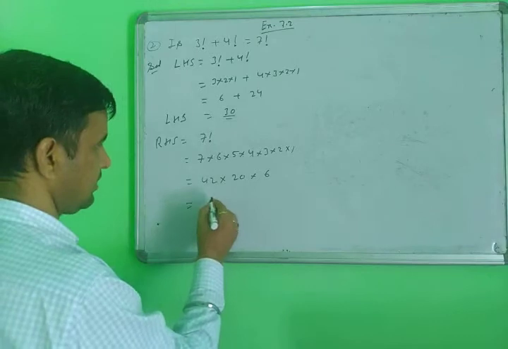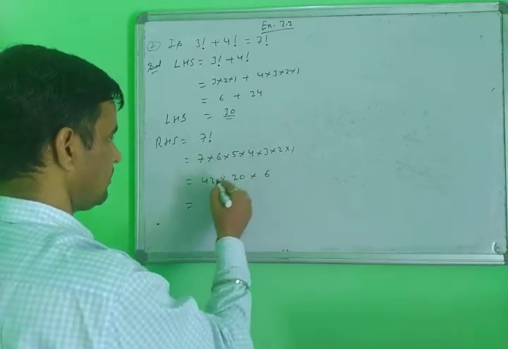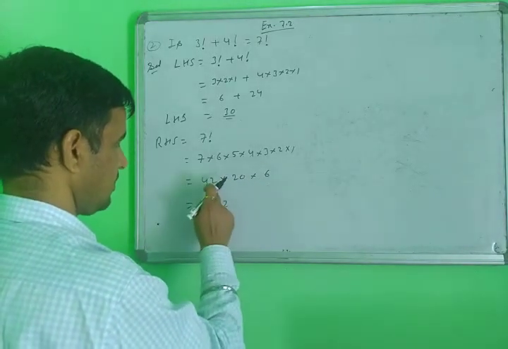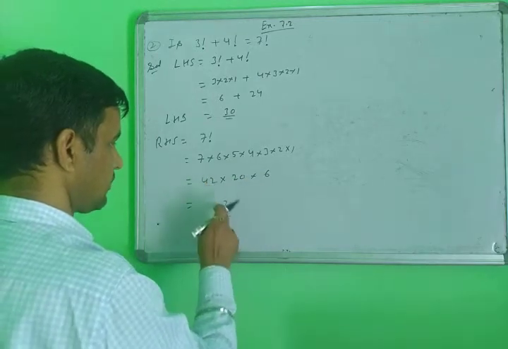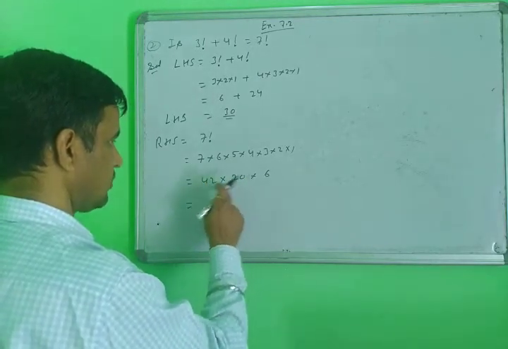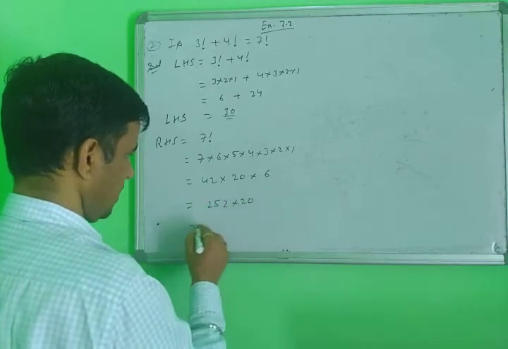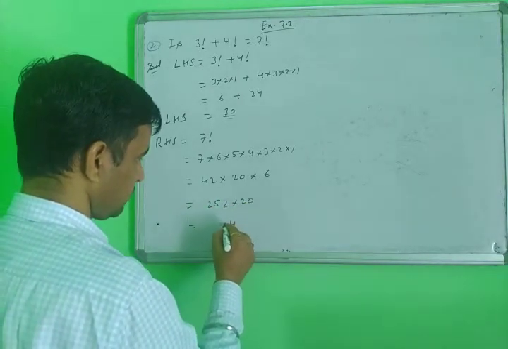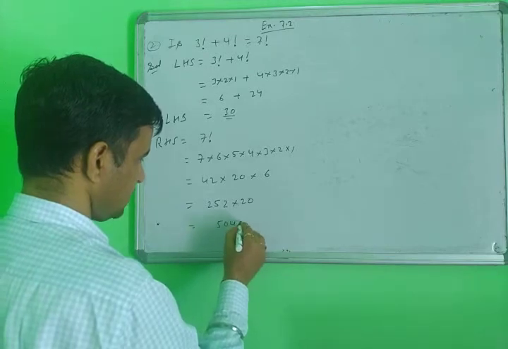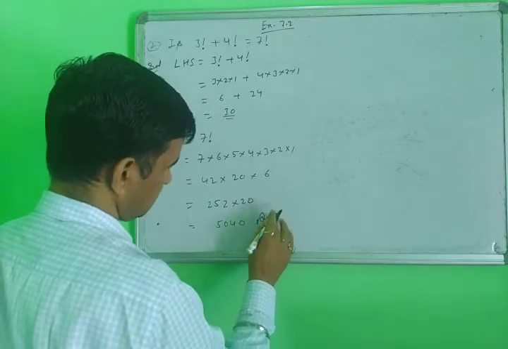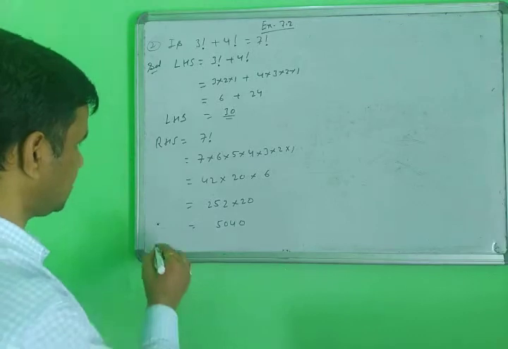Again you multiply here. 6 times 2 is 12, carry 1, 6 times 4 is 24, and so on with 20. Multiply 2 times 4, 5 times 10, and so on, and the result is 5040. This is your RHS, the value of the RHS.